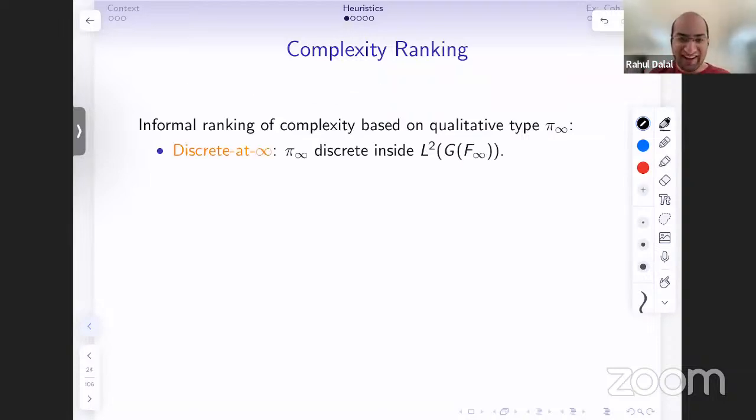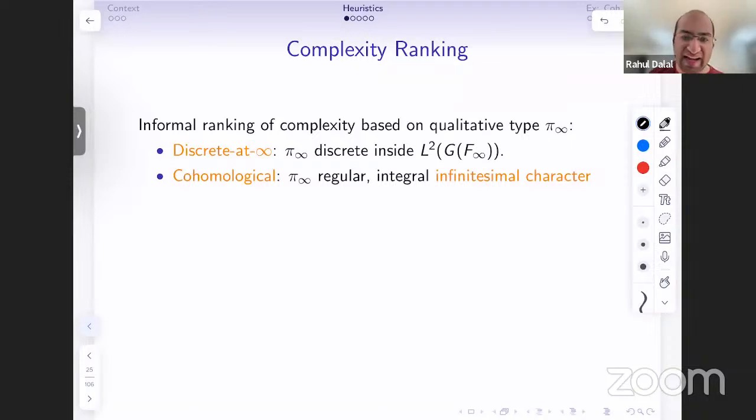Of course, at the bottom, the easiest things to deal with are the discrete at infinity automorphic representations, where pi infinity is a discrete series, and you actually get functions on this L2 space that realize the representation. The next step above that is representations called cohomological representations. I think this was mentioned in previous talks when someone was discussing the cohomology of locally symmetric spaces. These are the representations that appear in the cohomology of locally symmetric spaces.